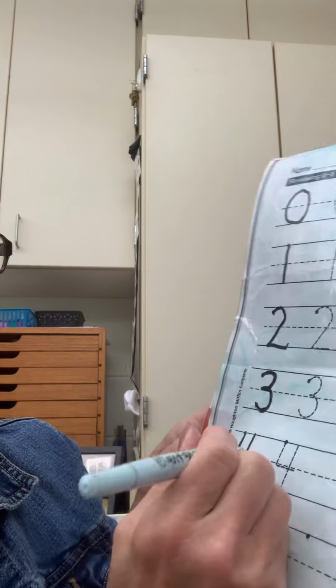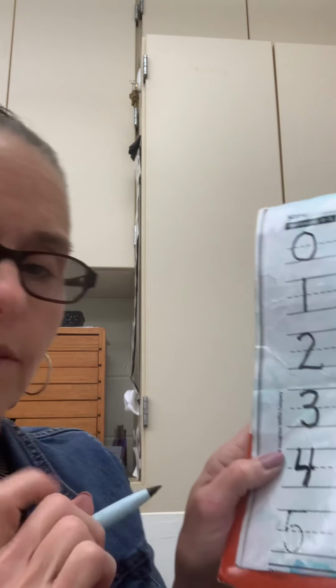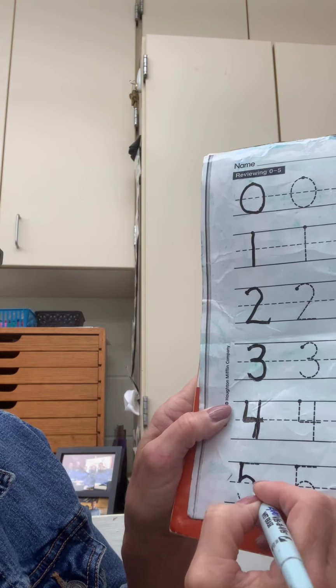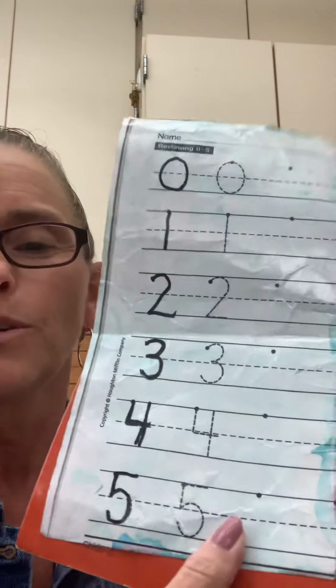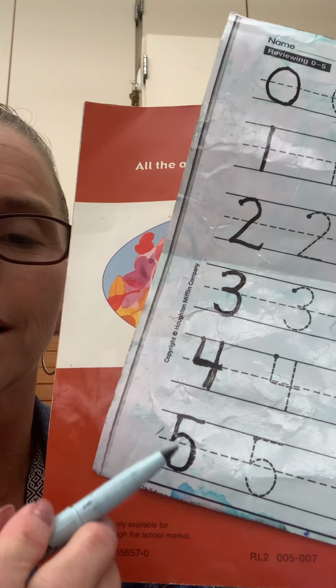And then finally we have 5. And remember, we start with the straight line down. The last thing we do with a number 5 is to put the hat on it. So we put our marker on the dot, down, big fat tummy, lift up, put a hat on it. So think of 5. This is Santa's big fat tummy, and the last thing Santa does is put his hat on.